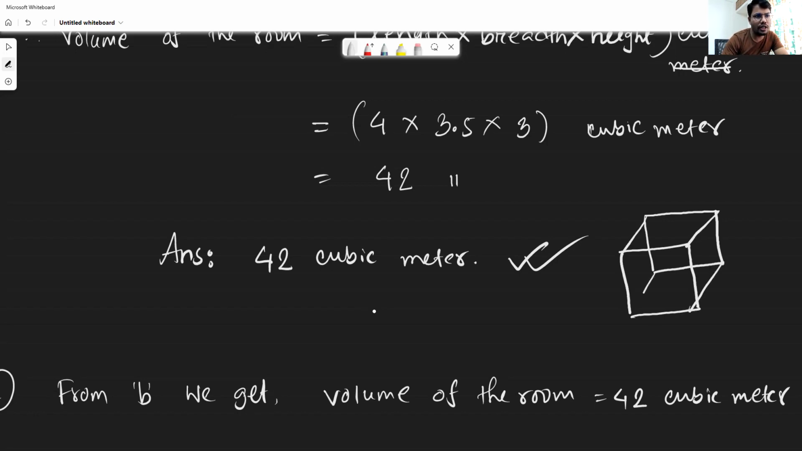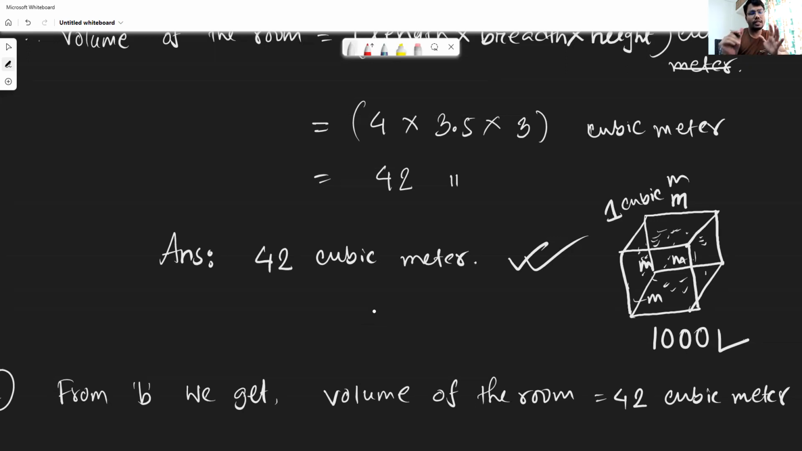If we fill this container fully with water, then the weight of the water will be 1000. This one will be 1000 liter, because when the length is 1 meter, breadth is 1 meter, and height is 1 meter in the box or container, its volume will be 1 cubic meter.